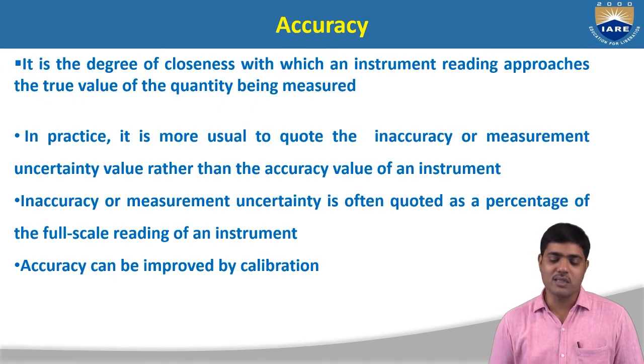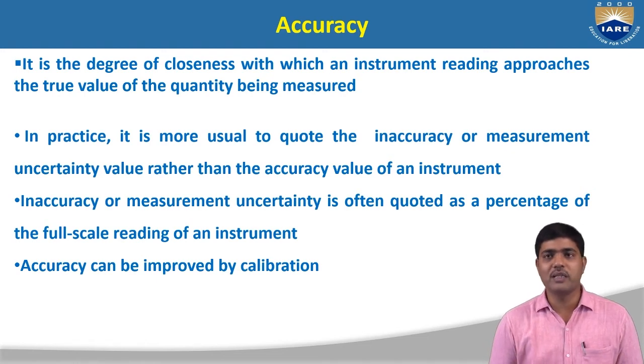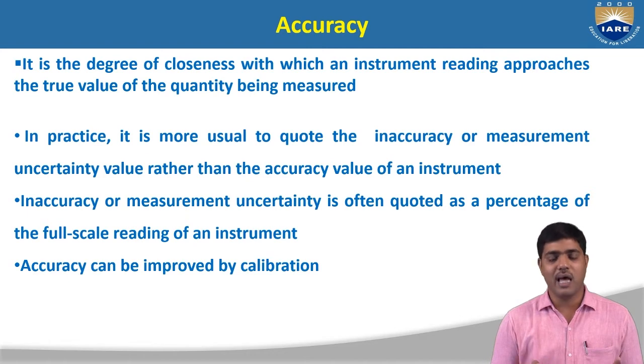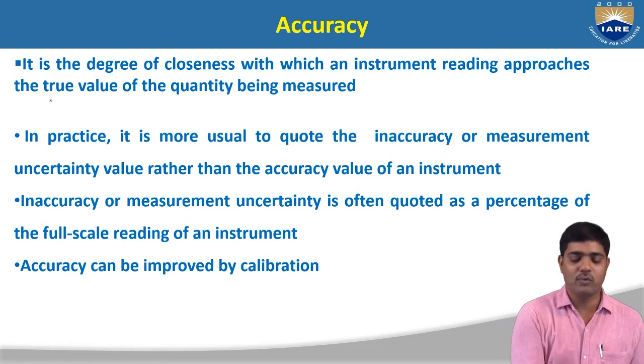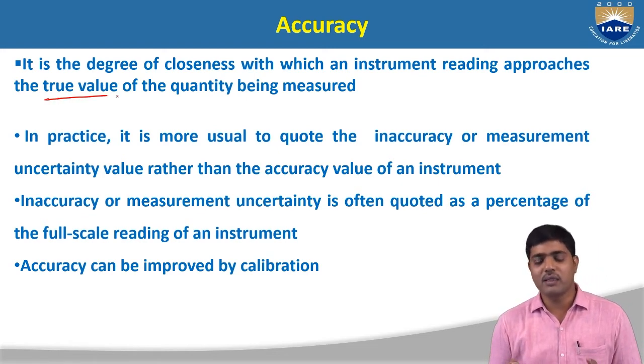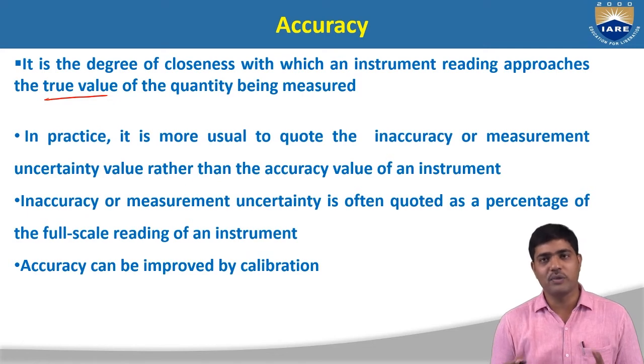Then accuracy. If you are measuring any variable through a measuring instrument, and the value you measure is very close to the true value of the quantity being measured, then we can say that the instrument measures very accurately. Then what do you mean by a true value? How can we know whether the quantity you are measuring is a true value or not?